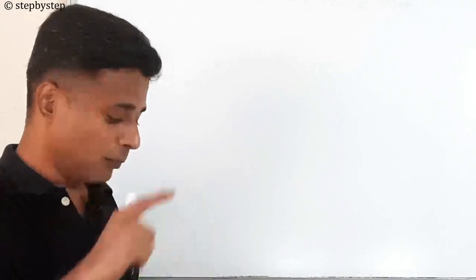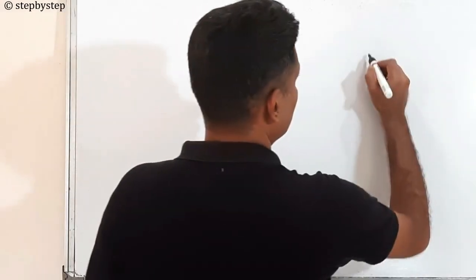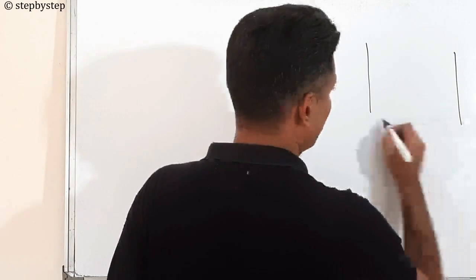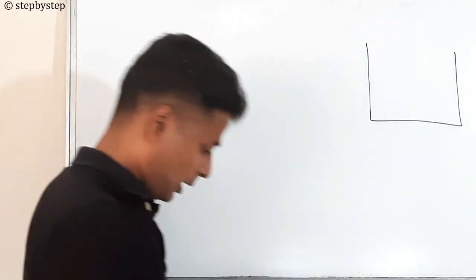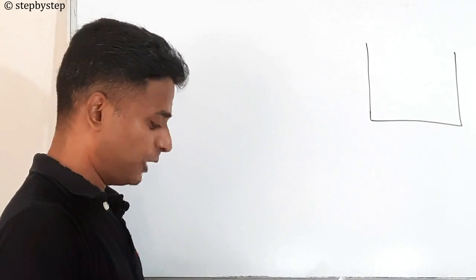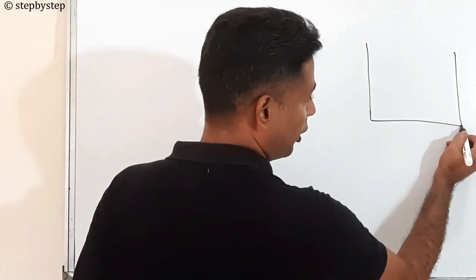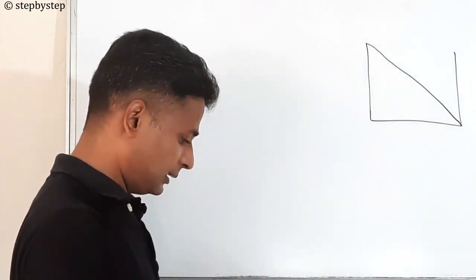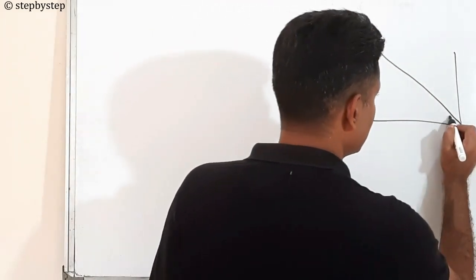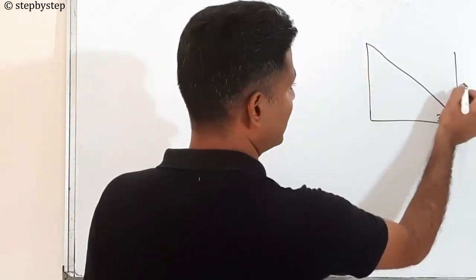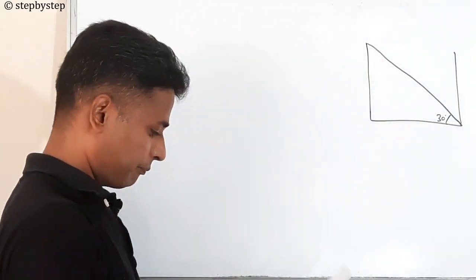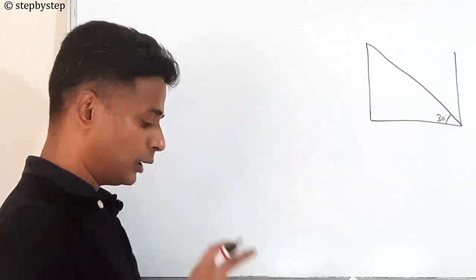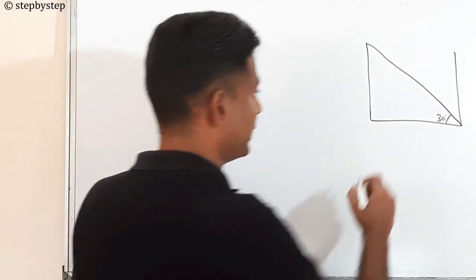Alright guys, now the third question from the test. The angle of elevation of the top of a building from the foot of a tower, which means what? There is a building, there is a tower, and they both will be standing on the ground. So from foot of tower, the angle of elevation of top of the building is 30 degrees. So this is 30 degrees. This is the building, this is the tower. Alright. And the angle of elevation of the top of the tower from foot of the building is 60 degrees.